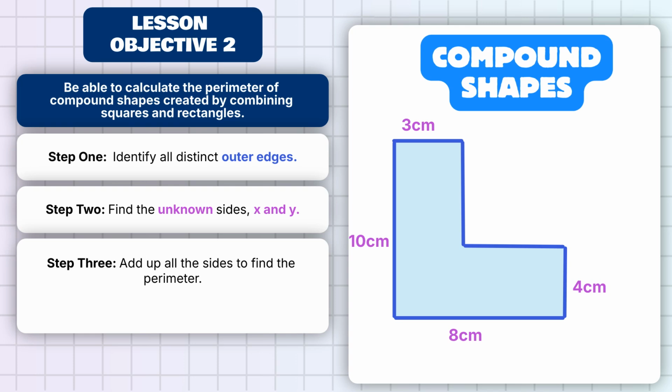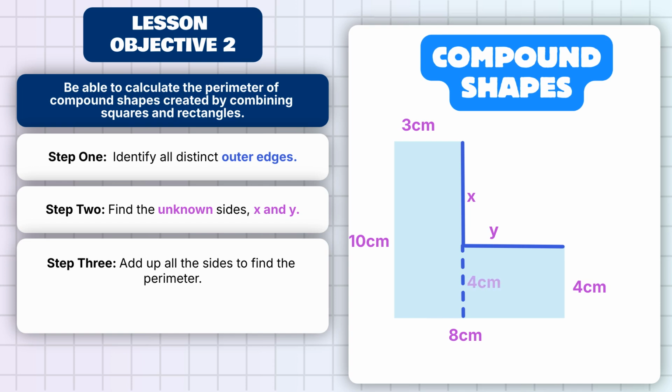We need to work out the lengths of these two unknown sides, x and y. Let's focus on x first. We can imagine a vertical line going down from x to the base of the shape. This dotted line is also going to be 4 centimeters.